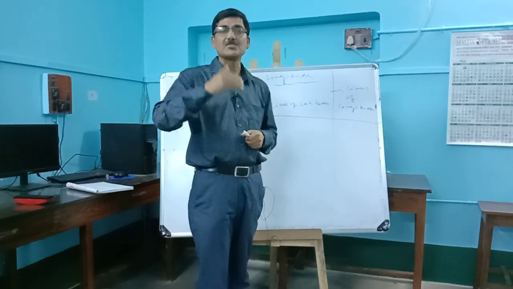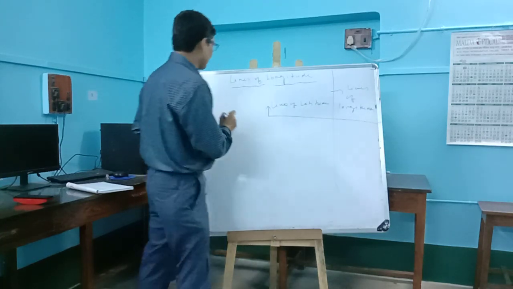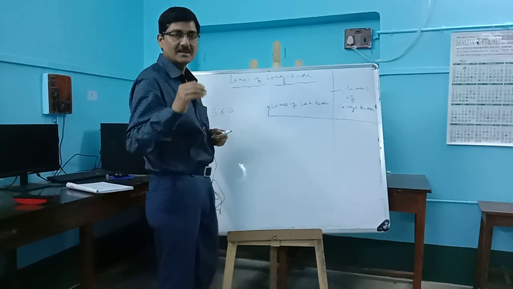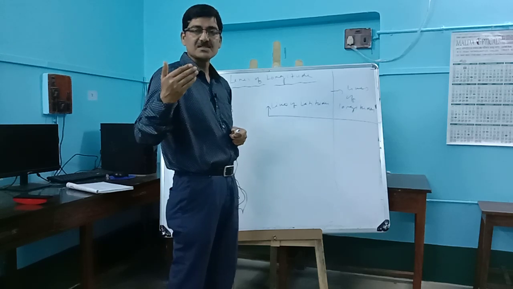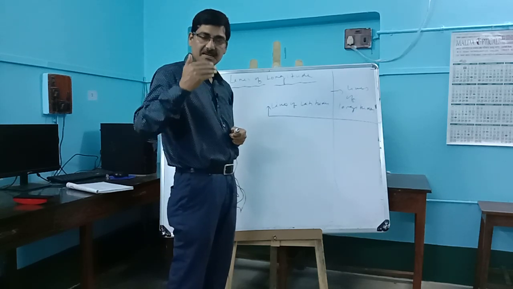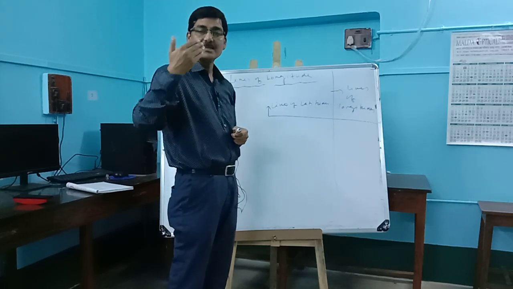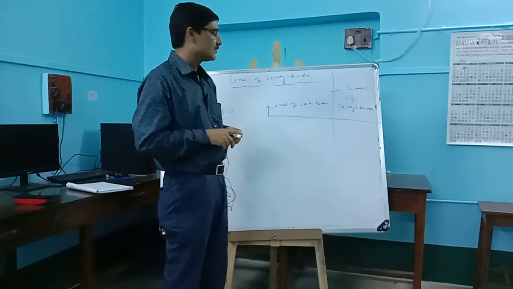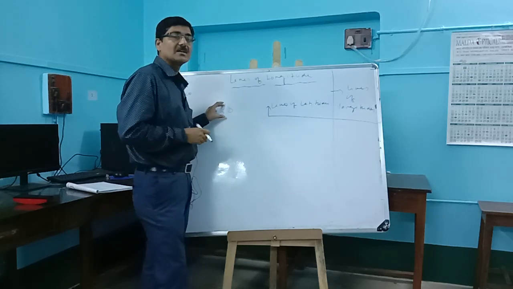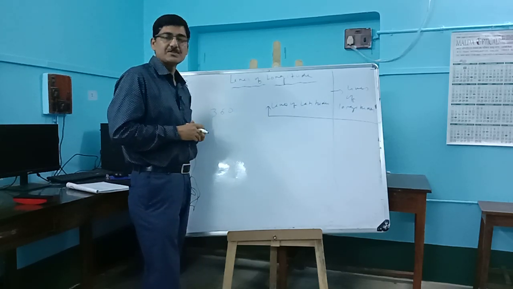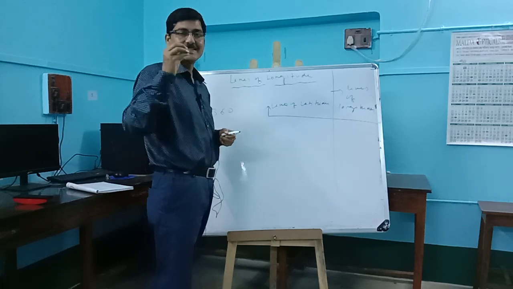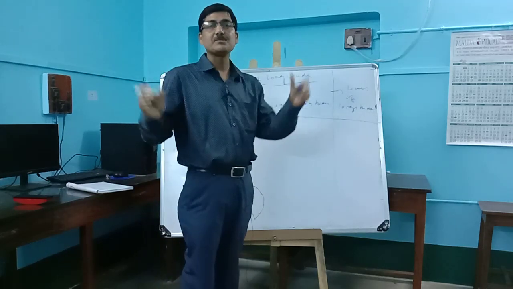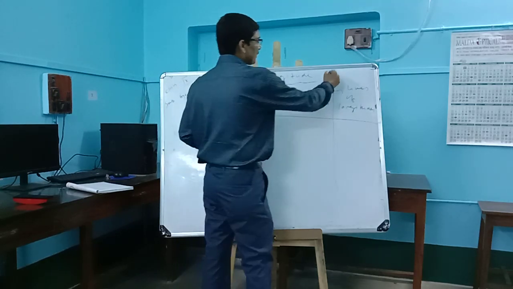So how many lines of longitudes are there? They are 360 in number, and they are located at every 1 degree interval. Out of these 360 lines of longitude, one is very important, what we call the prime meridian.